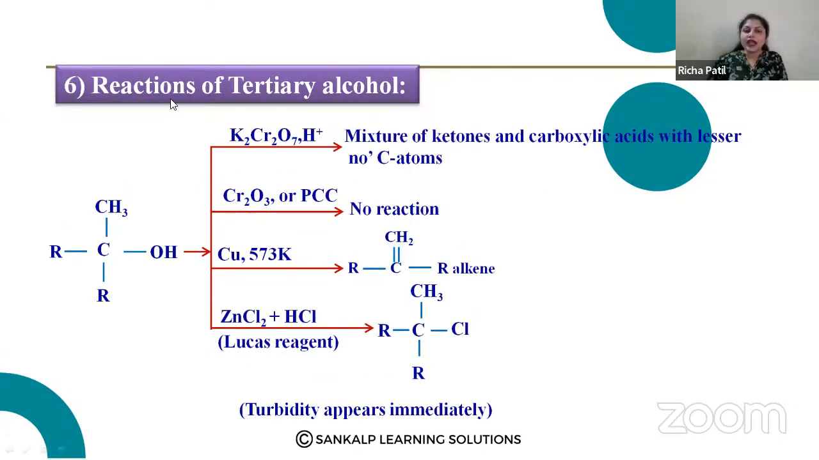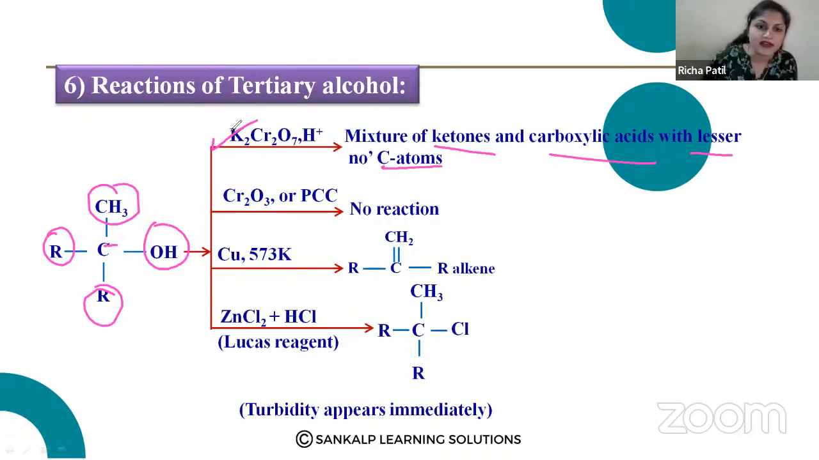So the reaction of tertiary alcohol. Next, we'll see tertiary alcohol. This is a tertiary alcohol. The OH group is attached to a carbon which is next to three alkyl groups. So what happens here? If you treat it with potassium dichromate, a mixture of ketones and carboxylic acids having fewer carbon atoms is yielded. So you can see the reagents remain the same, only the starting reactant is differing. Based upon the starting reactant, primary, secondary, or tertiary, the product differs.